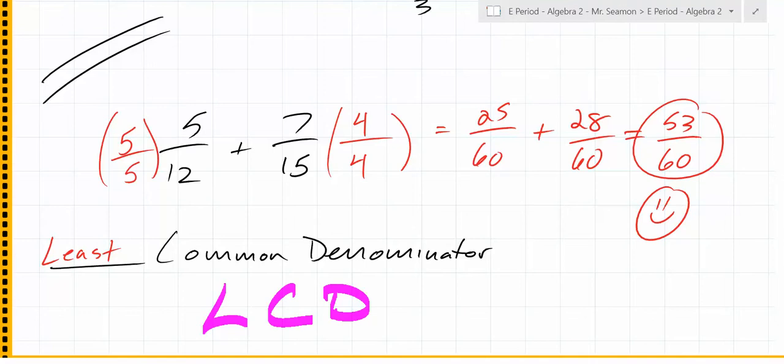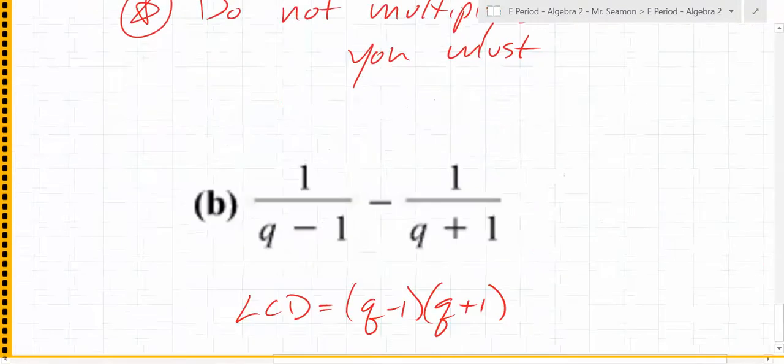Is that bigger than 60? A lot. It's significantly bigger. But if you're stuck, can you always just find the common denominator and simplify? Sure, if you get stuck. Least common denominator is nice though. So let's go back to this one.